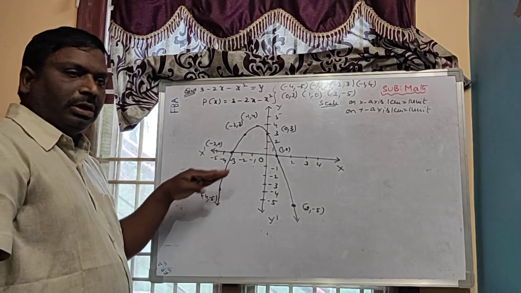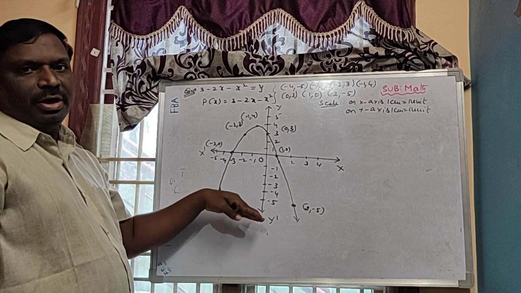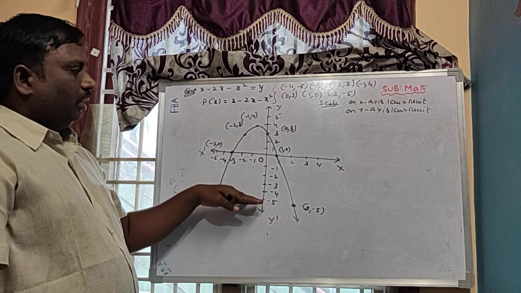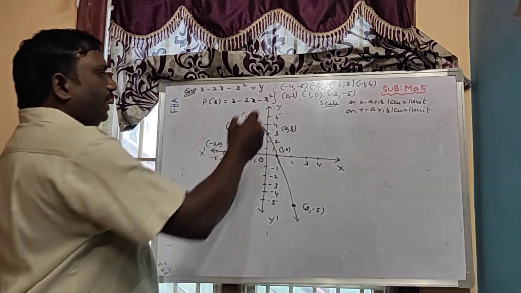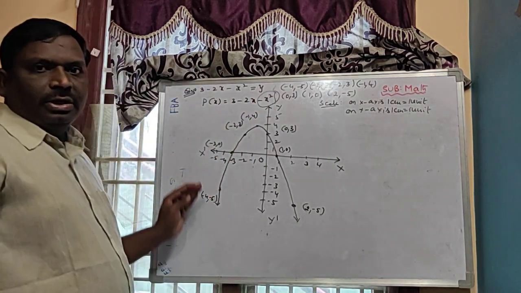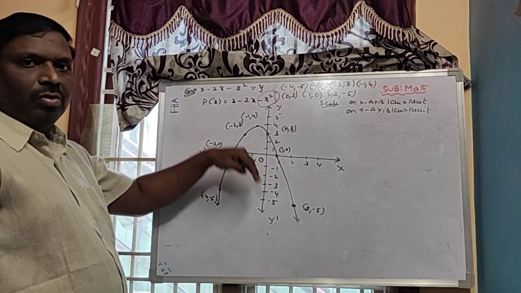This is also a parabola. The shape of the parabola is a downward parabola. It depends upon the x square coefficient. Here the x square coefficient is negative. That's why the graph is a downward parabola.